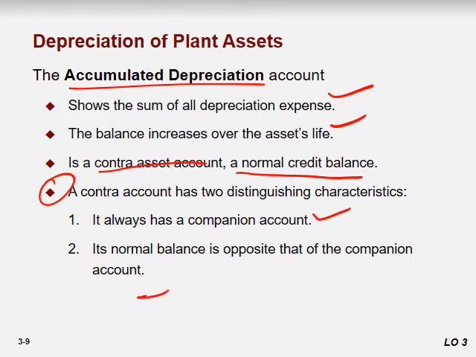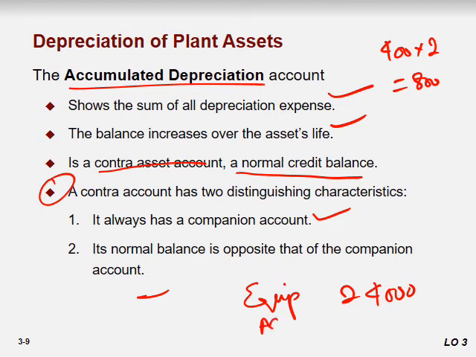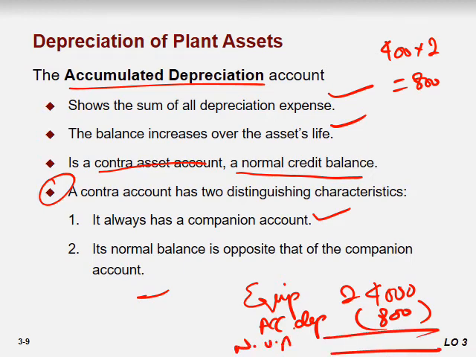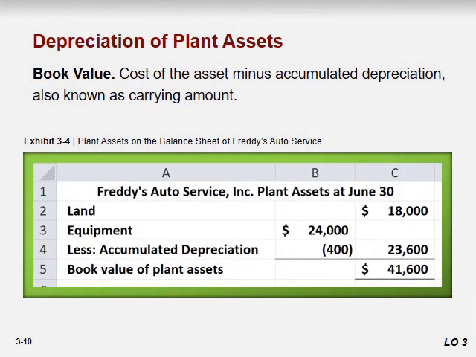For example, the 2 months depreciation would be 400 multiplied by 2, the answer is 800. So the equipment cost 24,000 will be written with accumulated depreciation of 800. That is the net value of the asset, which would be 23,200. Right? So we just discussed how we are going to write the accumulated depreciation account.